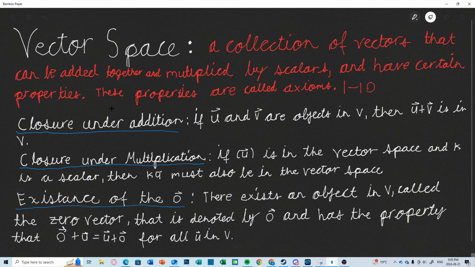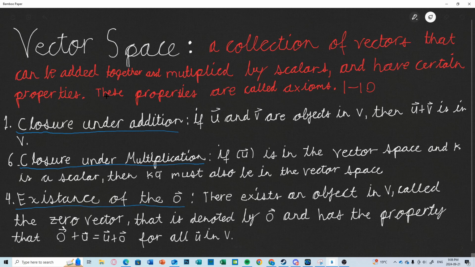And to start with the axioms, we're going to go over the most important ones, which are the ones you'll check first, which are axiom 1, axiom number 6, and axiom 4. So axiom 1 is closure under addition, which states that if a vector u and a vector v are objects in the vector space V, then the vector u plus v is in V.